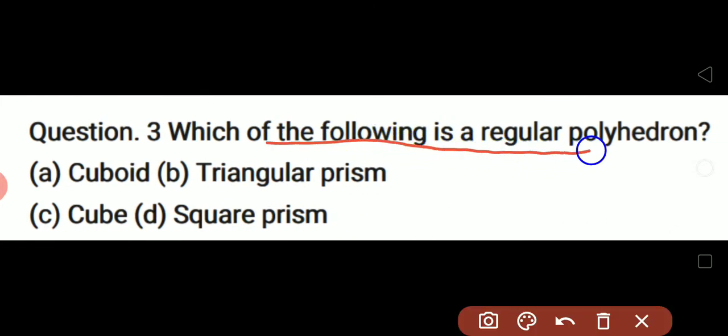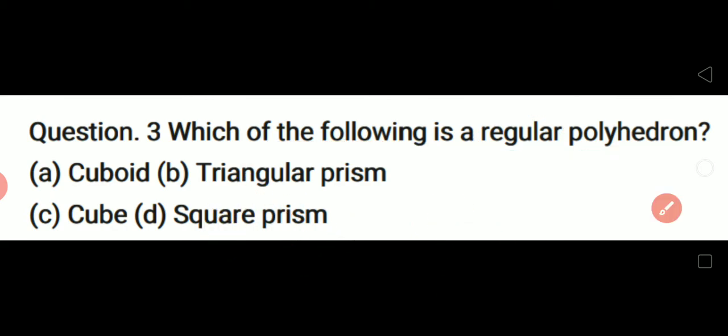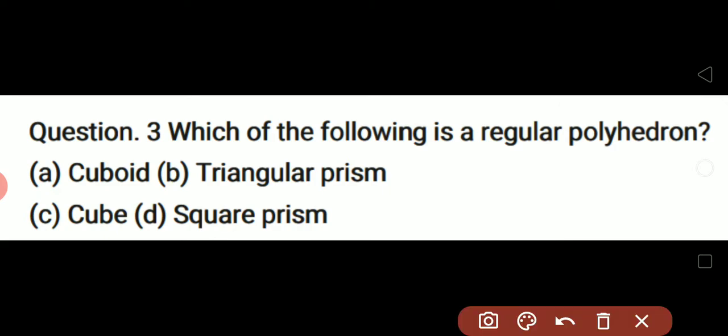Which of the following is a regular polyhedron? What do you mean by regular? Regular means that it has all equal sides. A polygon is a regular polygon if it is made up of equal sides, like an equilateral triangle, like a square, right? So these are examples of regular polygons. And if a polyhedron is made up of regular polygons, it is called a regular polyhedron. So let us check cuboid.